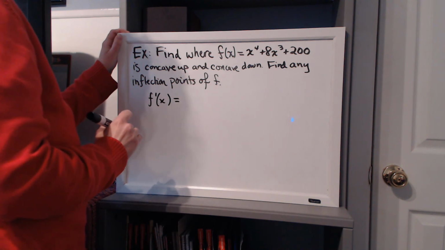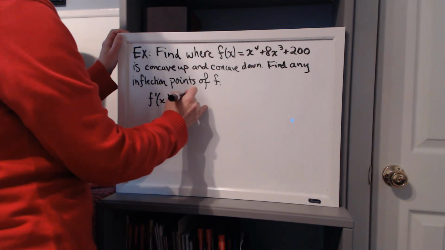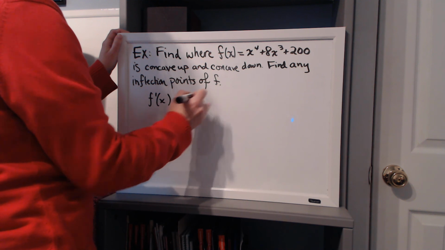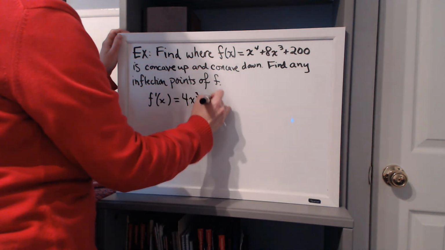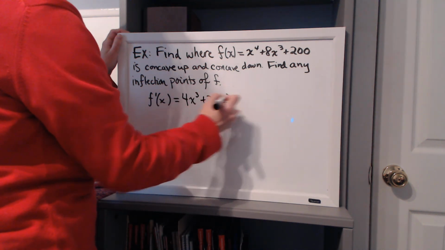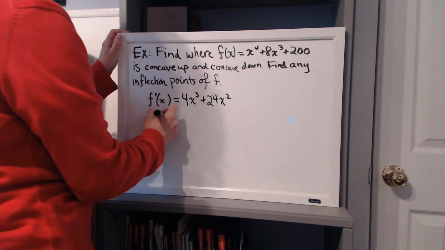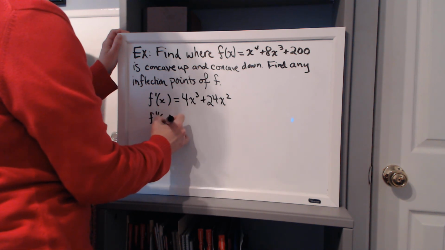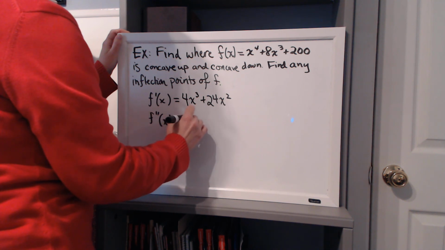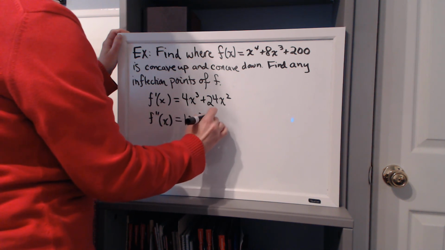Of course, if we were in the classroom, I'd have you guys tell me exactly what it should be. And I feel confident you would tell me it's 4x cubed plus 24x squared for the first derivative, and then for the second derivative, that is going to be 12x squared plus 48x.